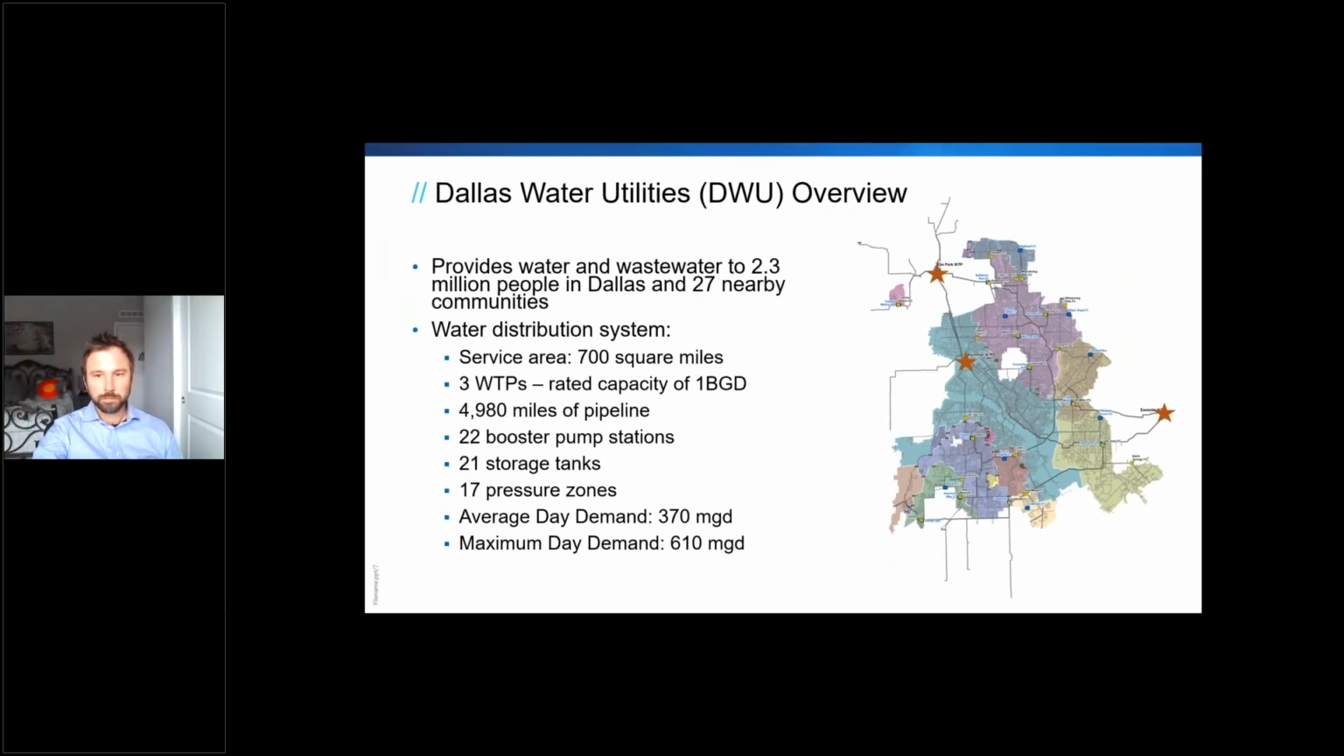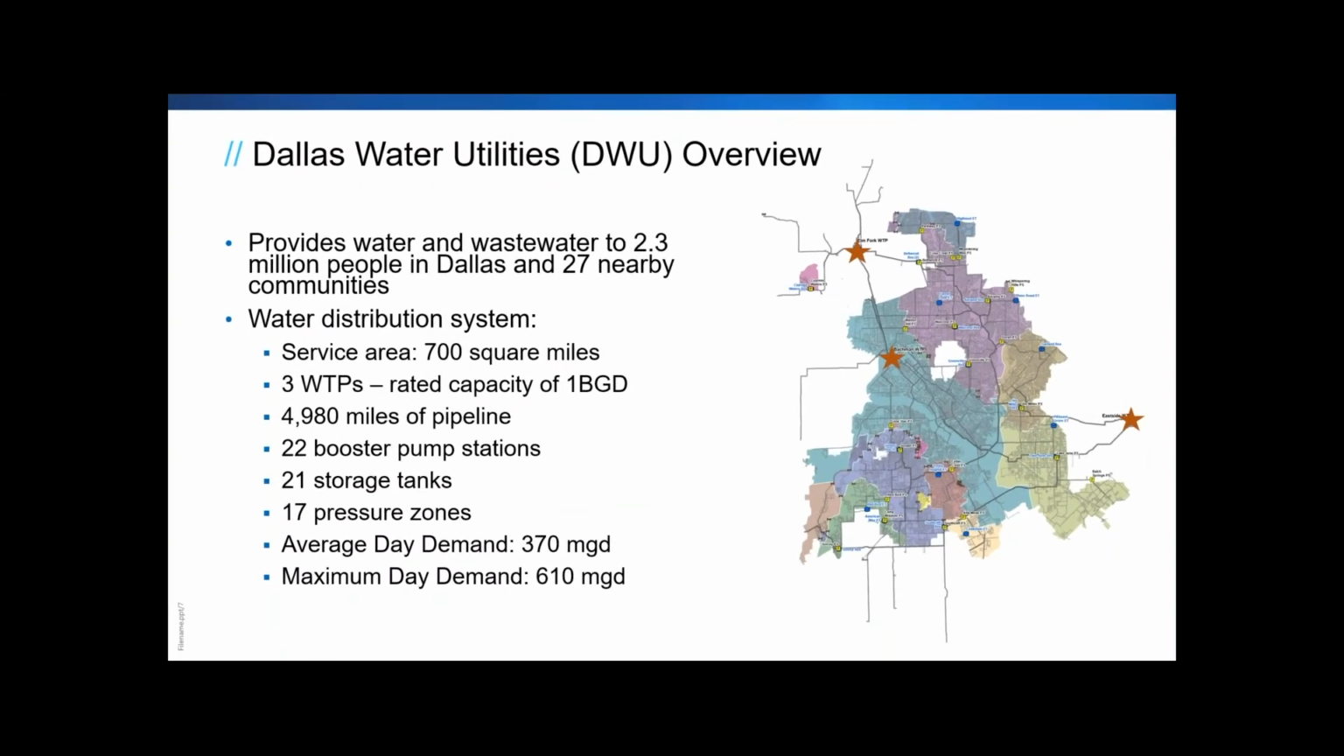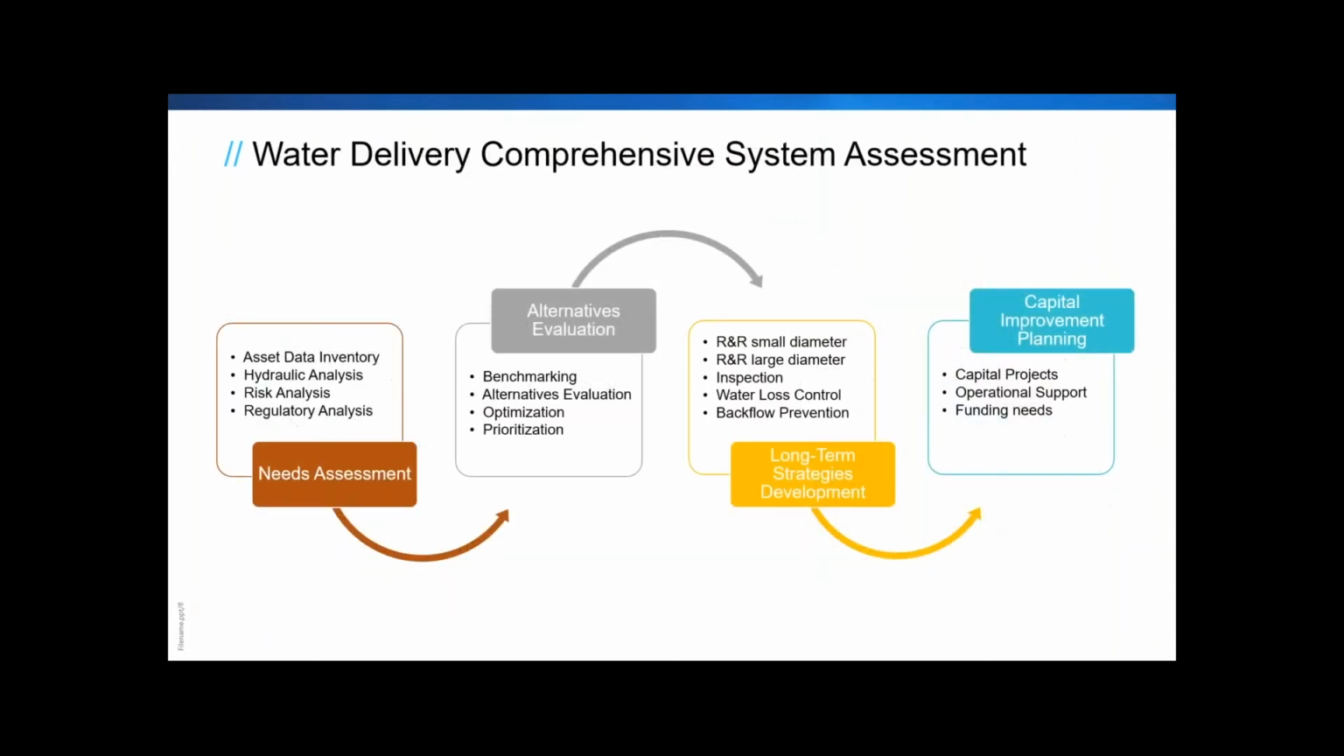So the Dallas system: Dallas hired Carollo to come in and do a master plan for their water system. And a big part of that was to develop a system-wide model. Dallas is obviously a very big area, serves 2.3 million people, very large service area, 3 treatment plants, 5,000 miles of pipeline, and it goes on and on. So it's a very large system, and they were looking at an all pipes model.